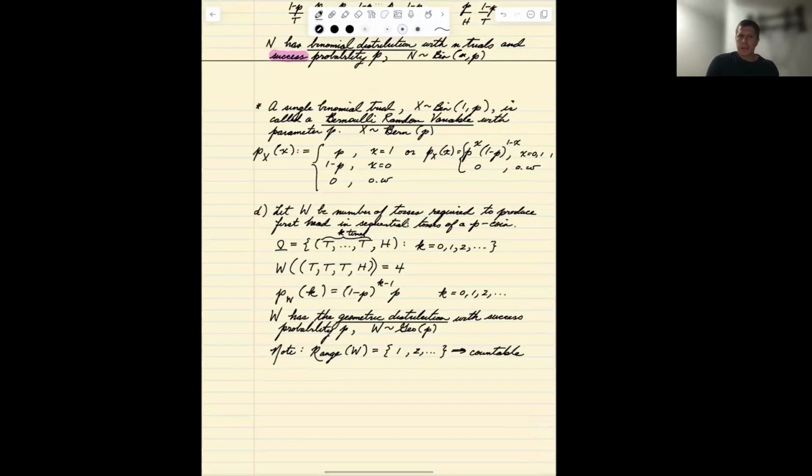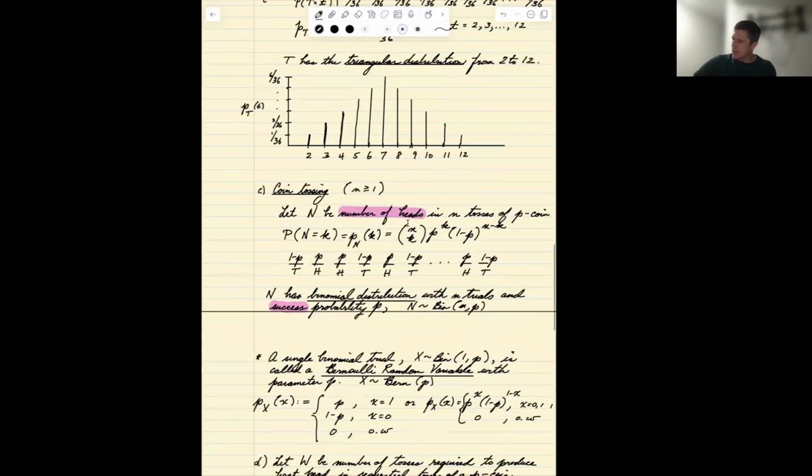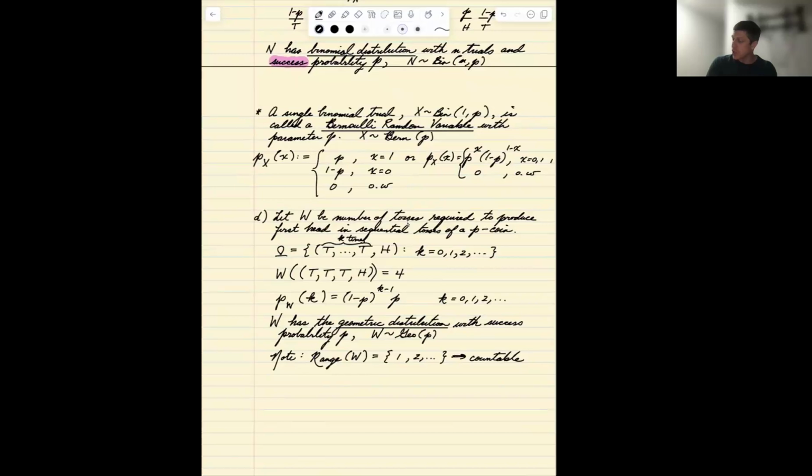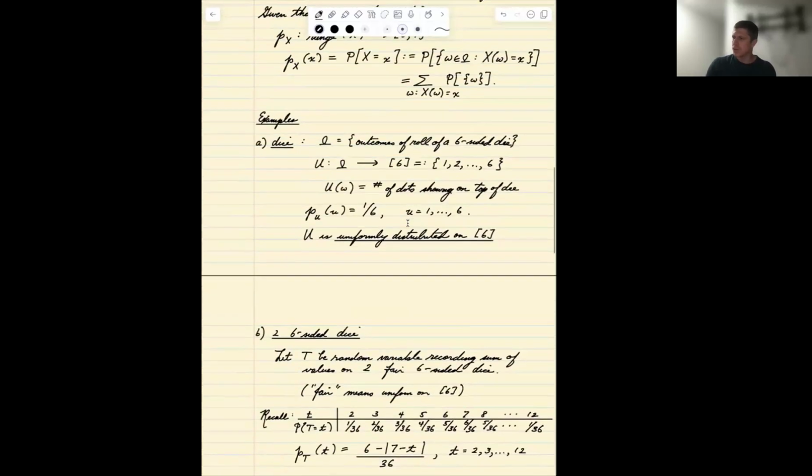Okay, so those are some examples of random variables. These are all cases that we've more or less seen before. We haven't talked about the geometric distribution just yet. We've seen the binomial distribution, the triangular distribution, and the uniform distribution on a finite set. This is the random variable version, so we're regarding the output as a function of the outcome of the experiment.